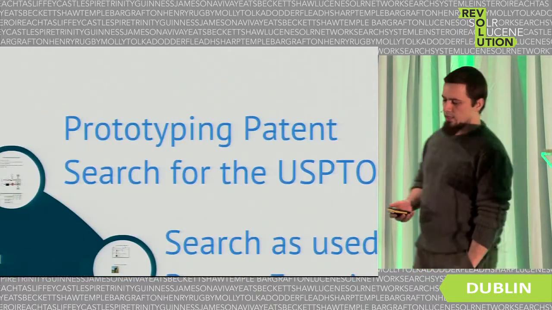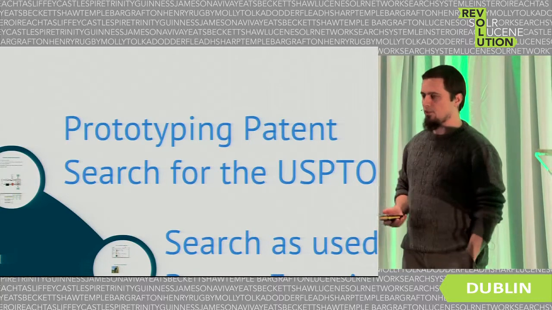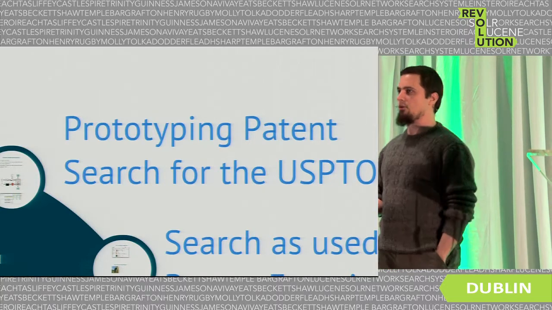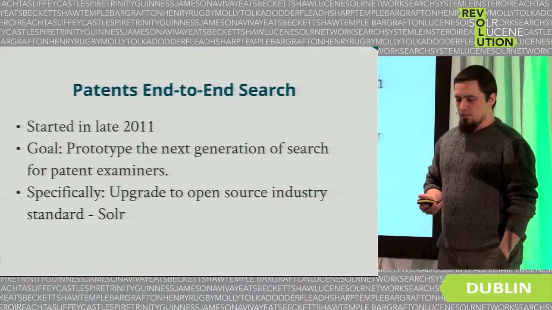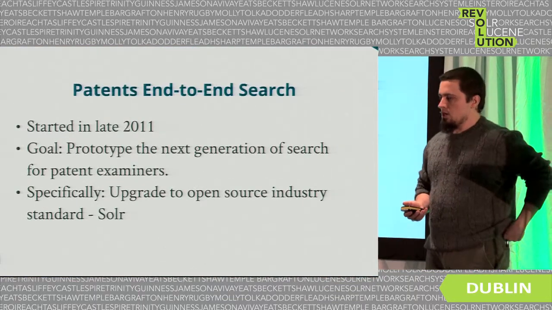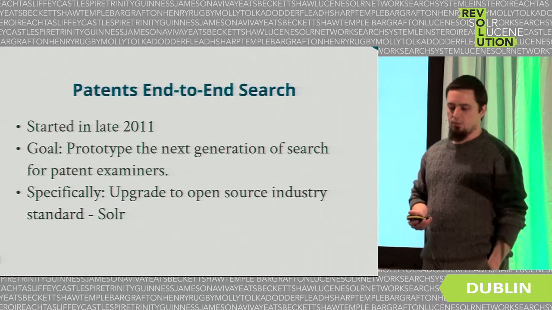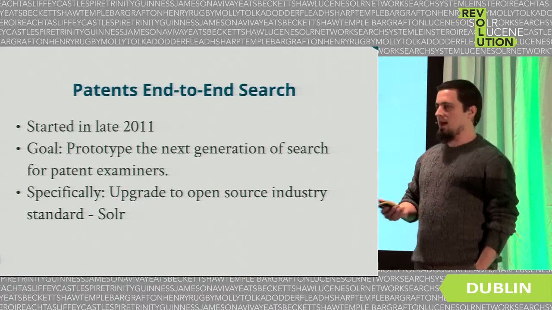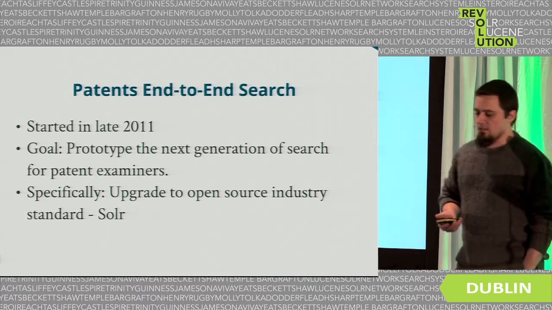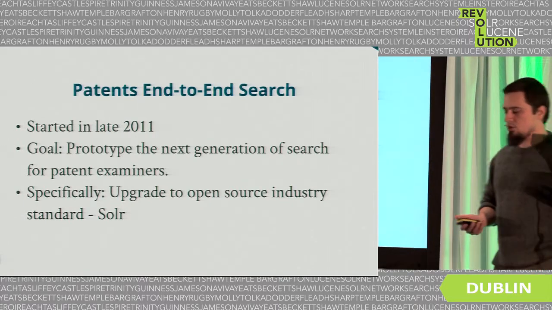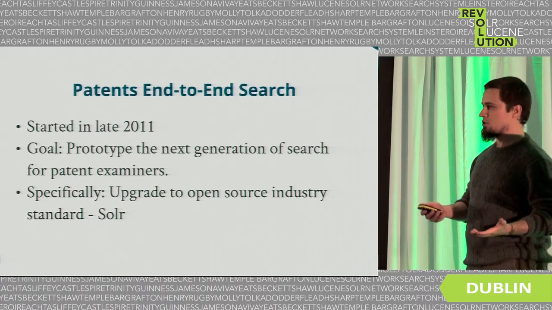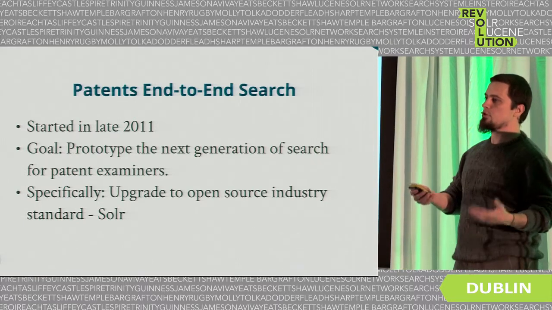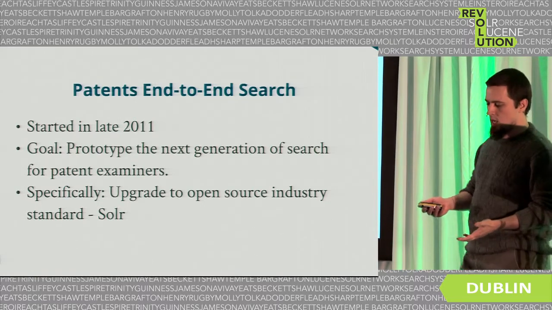All right, so digging right in. Let's talk a little bit about the project and give you kind of a background for why I would do such an audacious thing. In 2011, we started a project with the United States Patent and Trademark Office called Patents End-to-End Search. The goal with that project was basically to prototype the next generation of patent search that is used by examiners during the examination process.